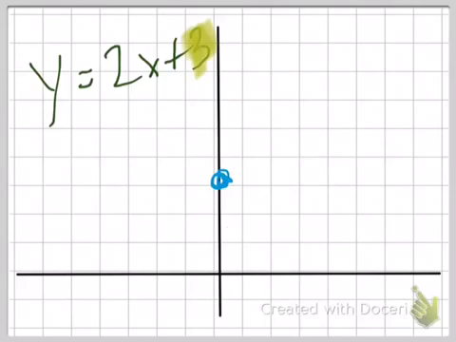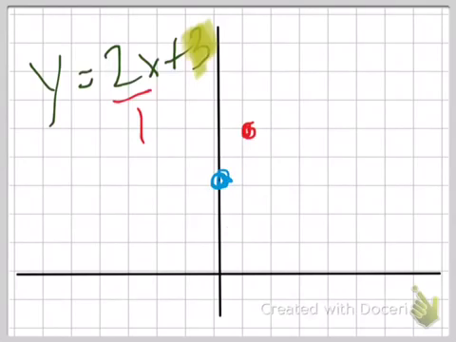And then you go and look at the number with x on it. That's always your slope. If they don't make it a fraction, then you make it your own fraction, and you put it over 1. So this tells you to go up 2. So go up 1, 2. And then go over to the right, since that's a positive number, 1.